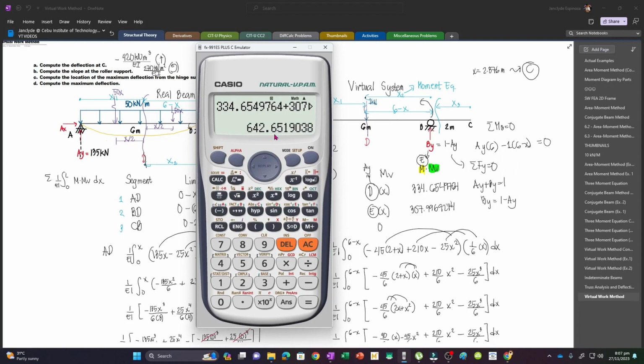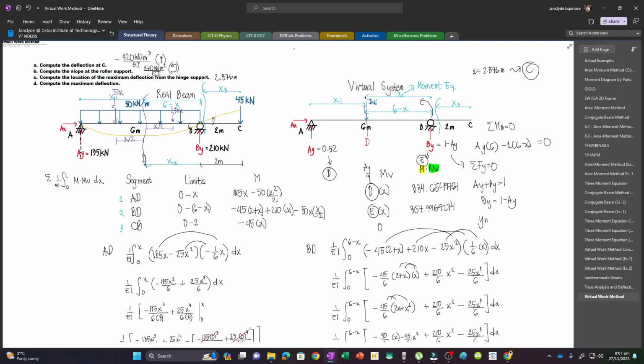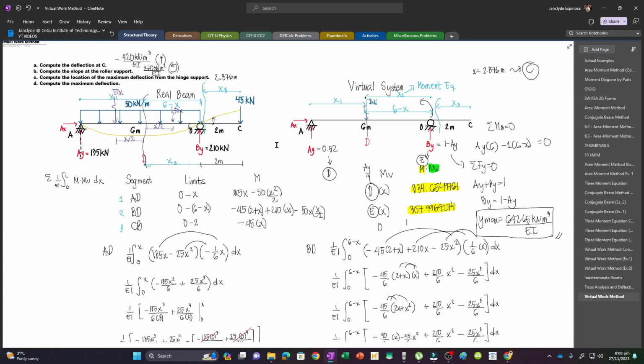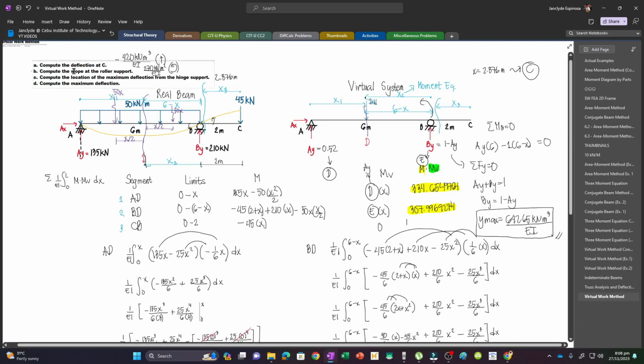Now, that's how you can verify. So again, our Y max, or the maximum deflection, is 642.65 kNm cubed over EI. Now again, as you can notice, our solution is quite long, because this virtual work method is not ideal for beams with many spans. It's also not ideal for computing the location of the maximum deflection. What's better is to use the conjugate beam method or the double integration method if this is the question.